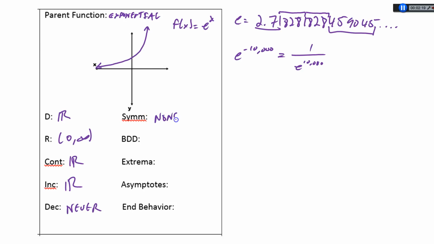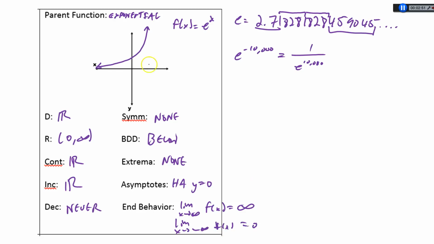Symmetry has none, right? Because if you had even symmetry, there'd have to be something up here. And if it had odd symmetry, there'd have to be something on the bottom, which we don't have. We are bounded below. Extrema, none. Because it looks like we approach 0, but we never get there. And the further left we go, the closer we'll get. Asymptotes. We have a horizontal asymptote at y equals 0. End behavior. As x approaches positive infinity, the function definitely goes up to positive infinity. And as x approaches negative infinity, the function values are getting closer and closer to 0. Nice.